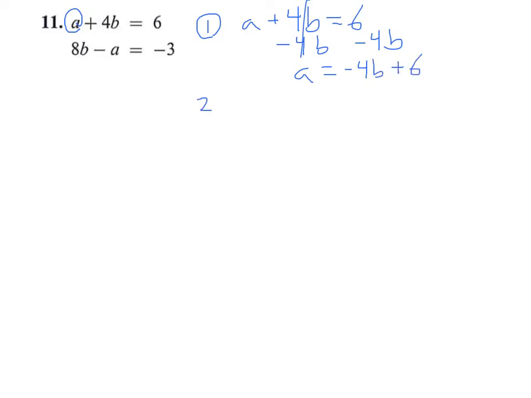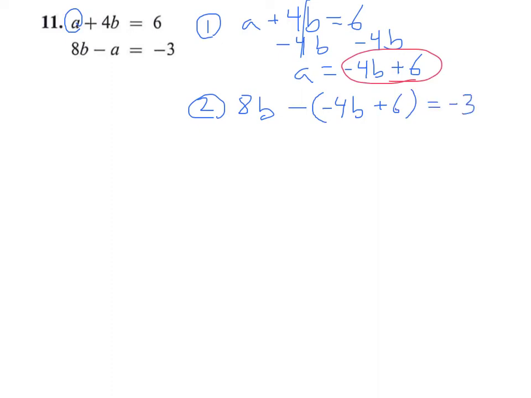Number 2, let's substitute it. We're going to take this and substitute it into the second equation. So let's write it. We got 8B minus, and again in parentheses, negative 4B plus 6 equals negative 3. Anytime we have this negative out front, it's really like a negative 1, and we have to distribute the negative inside. Super common mistake.